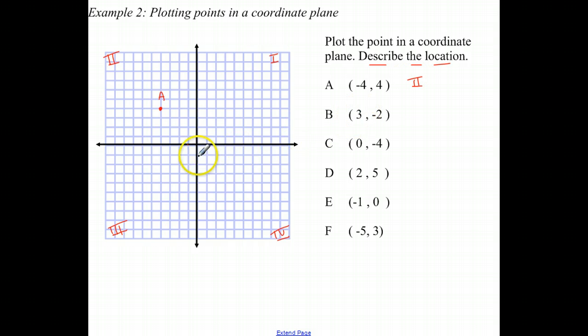Point B, positive 3, 1, 2, 3, negative 2, 1, 2. We're going to label that point B, and we're going to say that that is located in quadrant 4.